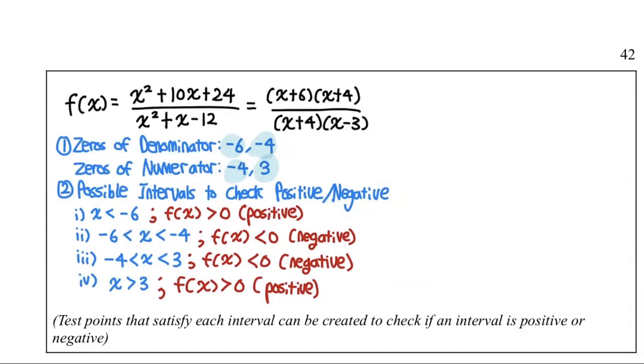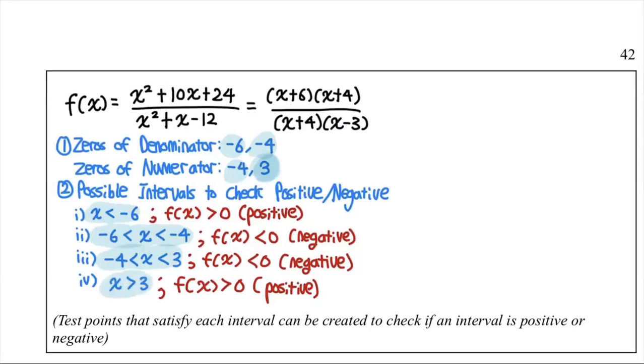So using these four zeros of both the numerator and the denominator, we can set intervals. Because -6 is the smallest number we have, our first interval would be x is less than -6. Our second smallest zero is -4. So using -6 and -4, we can set our second interval like this. And we can set our third interval using the fact that 3 is the greatest zero that we have, with -4 and 3, and we can set our last interval with only 3.